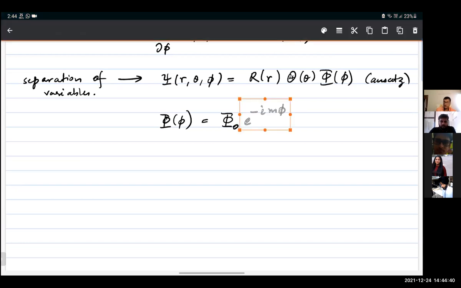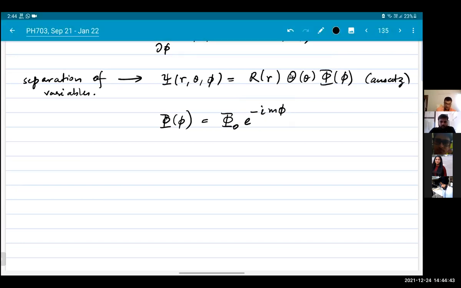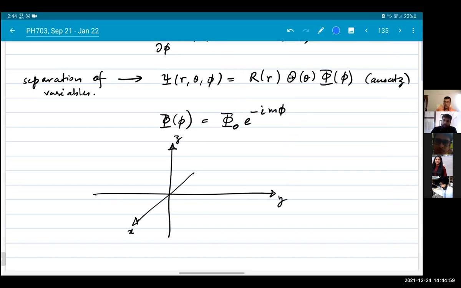Now what does this represent physically? If we draw our coordinates again, x, y, and z, and I want to draw this function e to the i m phi, it has two components, cosine and sine. If I just look at one of those components, what it represents is a wave. If I look at this at a fixed radius, it's a wave which goes around on a circle of fixed radius r.